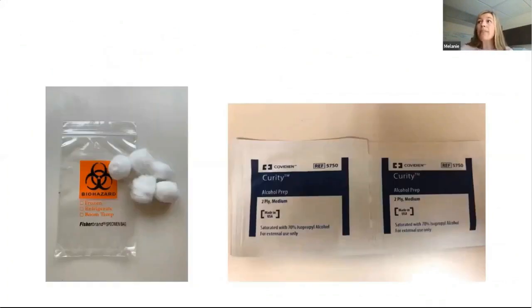We gave the men biohazard bags and cotton balls for the absorbent material in case of spills. And an alcohol wipe was given also just in case there was any residual stool on the outside of the tube. We just asked them to wipe off the outside before sending it.